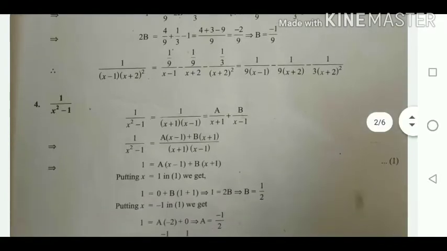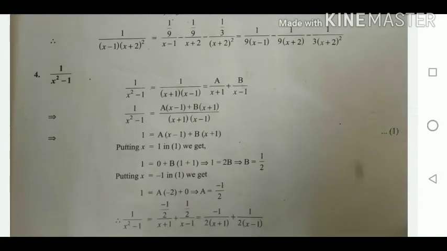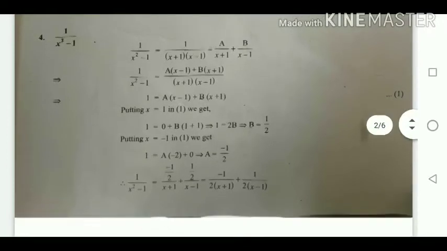The next question, it is the third model. Here x square minus 1, we can factorize it. Okay, that is apply the formula a square minus b square. We are getting a plus b as well as a minus b. Okay, so 1 by x square minus 1 becomes a by x plus 1 and b by x minus 1. So here multiply by these factors x plus 1 and x minus 1 on both sides. We are getting 1 equal to a into x minus 1 plus b into x plus 1.